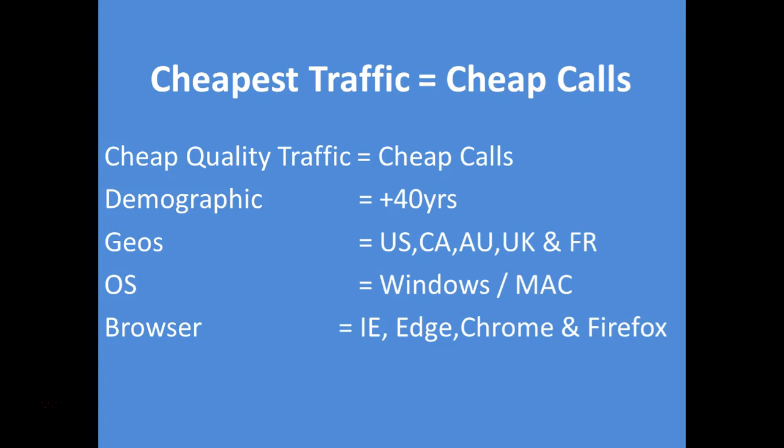And apart from that, there are porn and pop networks that can give you cheap traffic. You need to track them to find out which are the bad traffic sources, and you weed them out from the campaign. You can definitely pin down to the demographic level, above 40 years of age, the geo: US, Canada, Australia, UK, and France, and operating system Windows and Mac.